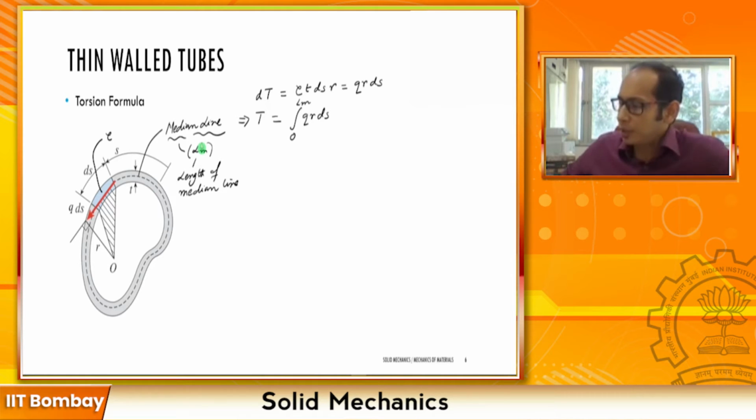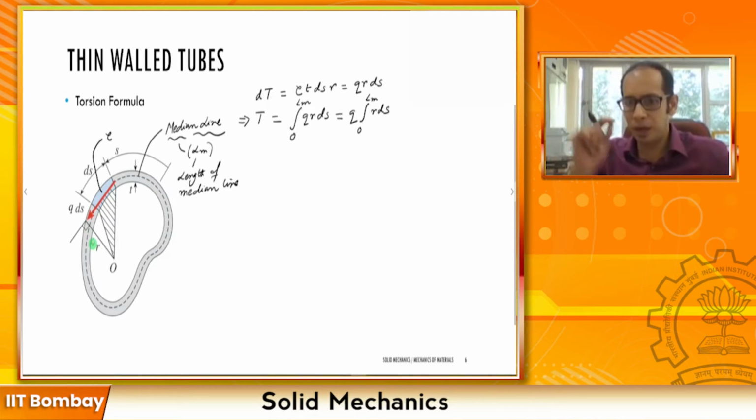Since q, the product of the shear stress and the thickness, is constant throughout, I can pull q out of the integral. So T equals q times the integral from 0 to Lm of r ds. Now, how do we calculate this integral? It encircles the entire median line and calculates the product of r and ds, where r is changing at every point. If you take the small length ds along the median line, how do we calculate this integral of r ds?